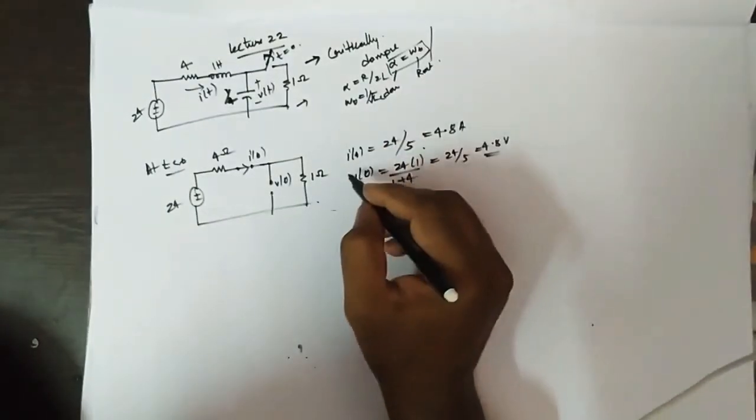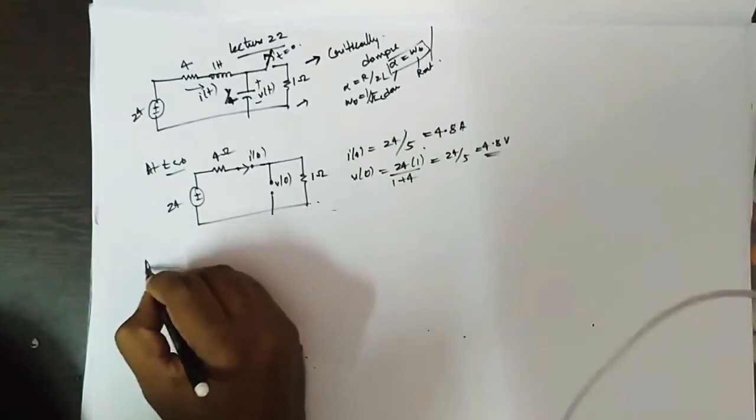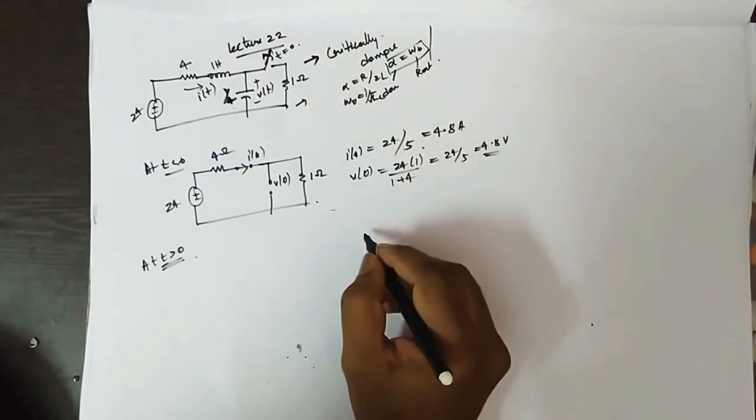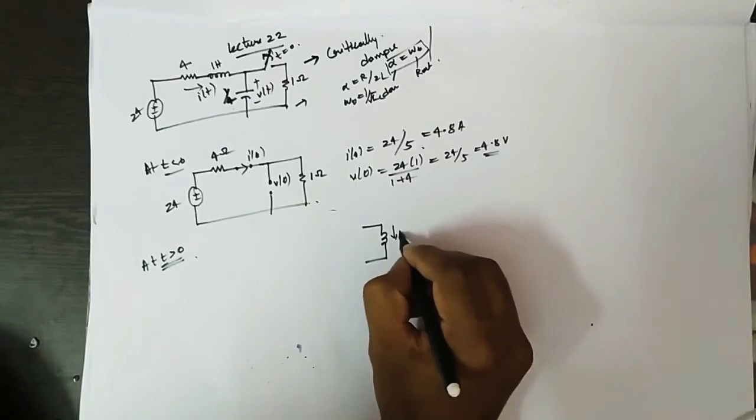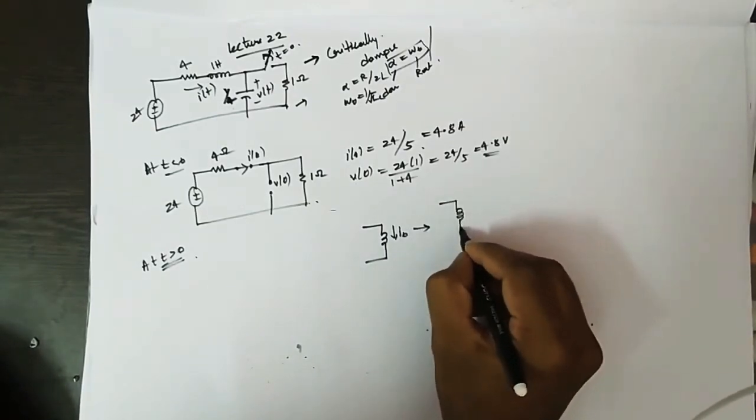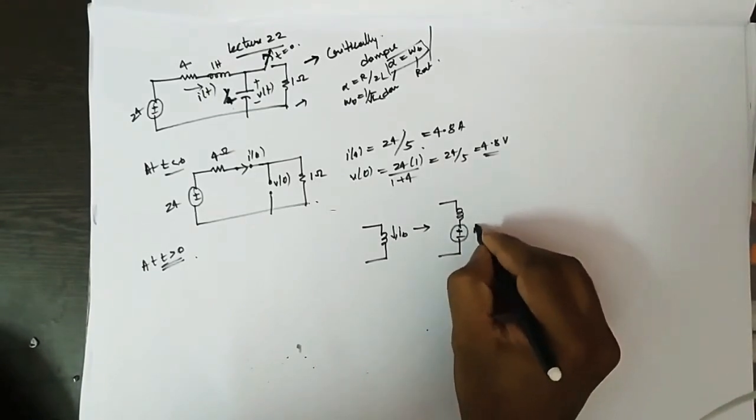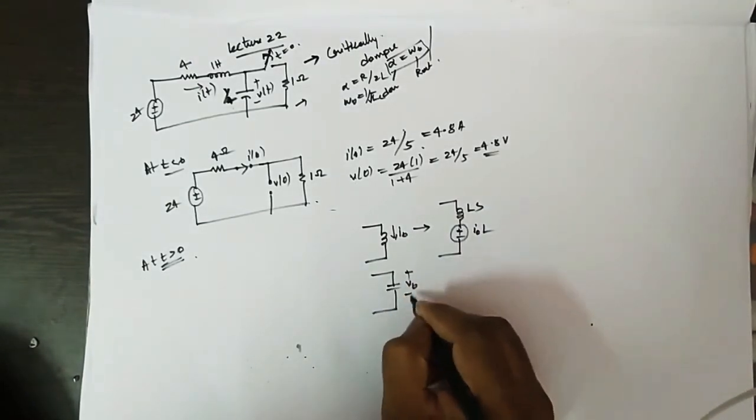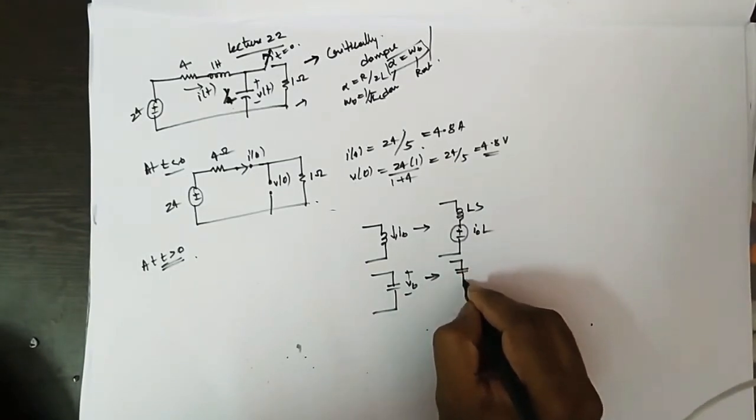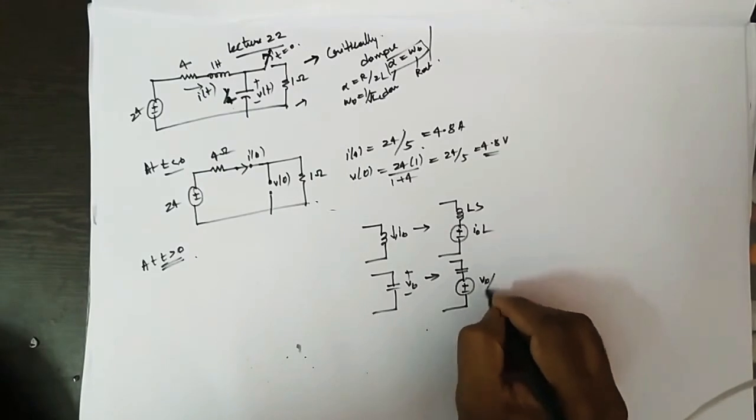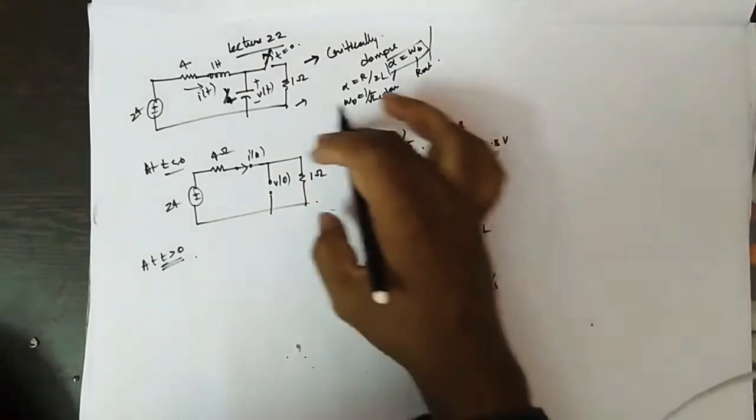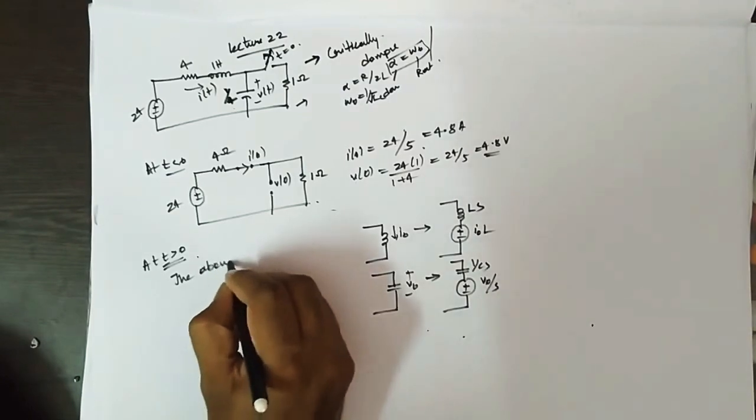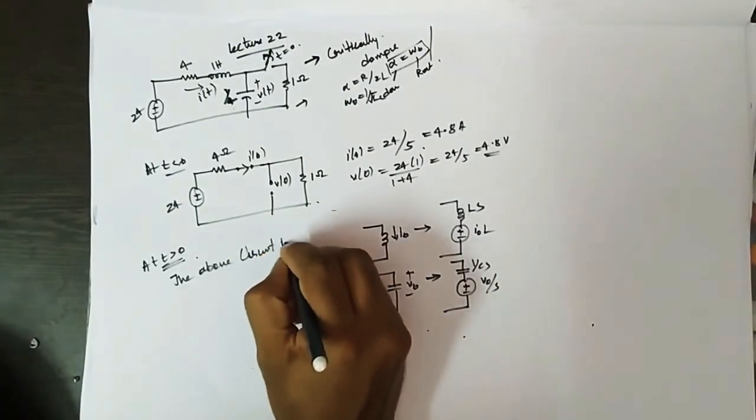We take these initial values to draw the circuit in the Laplace domain. The format is the same for every sum, only the values change. An inductor in the time domain having initial current I naught is replaced by an inductor Ls in series with a source of value I naught into L. Similarly, a capacitor having initial voltage V naught is replaced in the S domain by a capacitor 1 by Cs in series with a voltage source V naught by S. So at t greater than 0, the above circuit in the S domain.